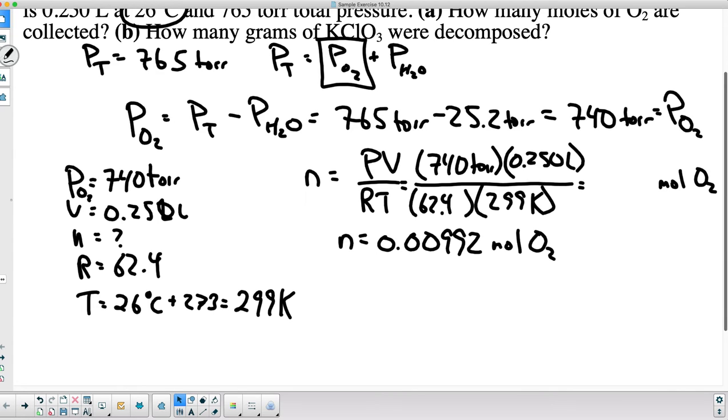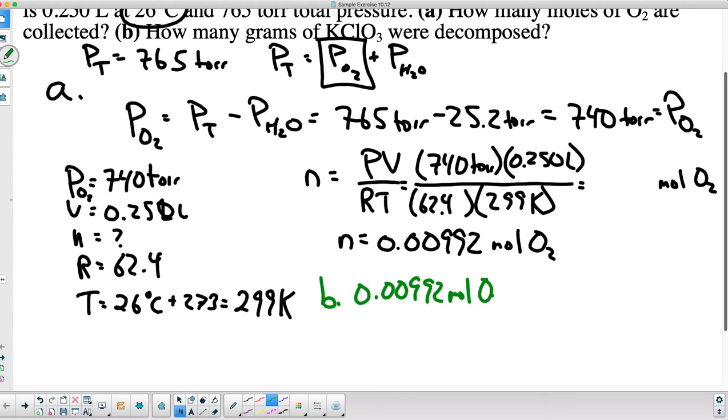The question then is for letter B, which I'm going to do in green. All of that was letter A, so I'm going to do letter A up here. In letter B, it says how many grams of KClO3 were decomposed. Well, I'm going to start off with the number of moles that I have. That's 0.00992 moles of O2.